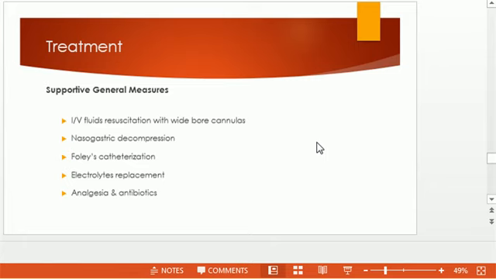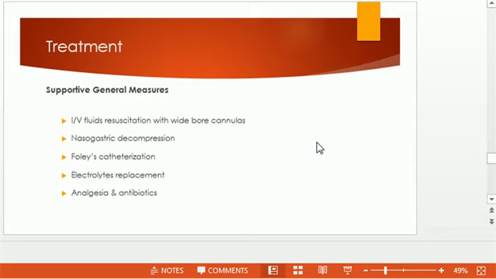Then these patients require nasogastric decompression. We do Foley's catheterization because we want to monitor the urine output. We want to see whether our resuscitation is adequate or not, and the very sensitive criterion for that is measurement of the urine output, which is possible with Foley's catheterization. Electrolyte replacement: these patients are depleted of sodium and potassium, so we have to replace these electrolytes.